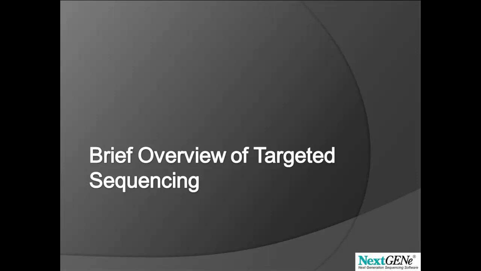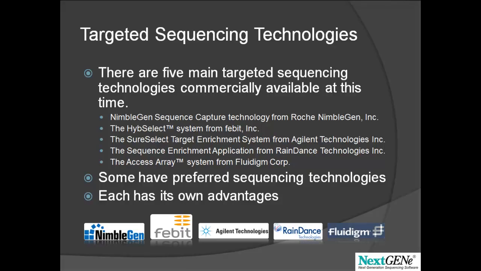First, a brief overview of current targeted sequencing technologies. There are five main targeted sequencing technologies currently available: NimbleGen, HiBeSelect, SureSelect, RainDance, and AccessArray. Some of these have been optimized by the manufacturer to work with certain next-generation sequencing systems, but protocols may exist for using unofficial combinations. NextGene can work with data from any of the three main next-generation sequencing systems.